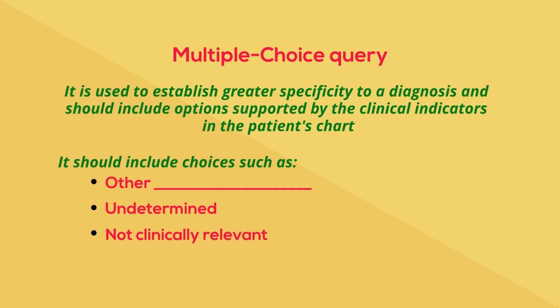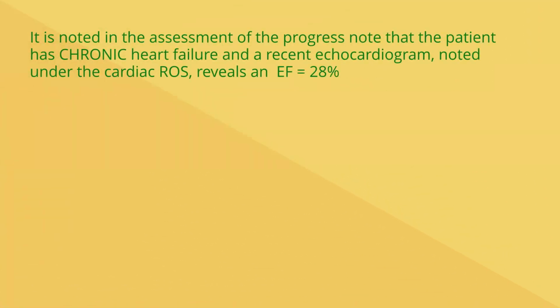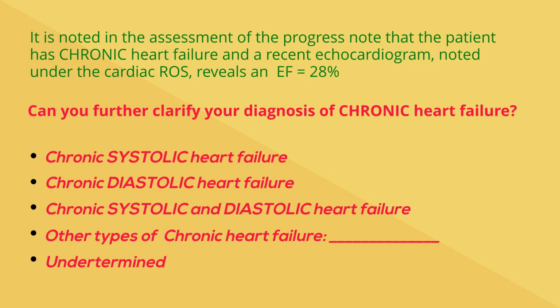Here is an example of a multiple choice query. It is noted in the assessment of the progress note that the patient has chronic heart failure, and a recent echocardiogram noted under the cardiac review of systems reveals an ejection fraction of 25%. Can you further clarify your diagnosis of chronic heart failure? Chronic systolic heart failure. Chronic diastolic heart failure. Chronic systolic and diastolic heart failure. Other types of chronic heart failure. Undetermined.